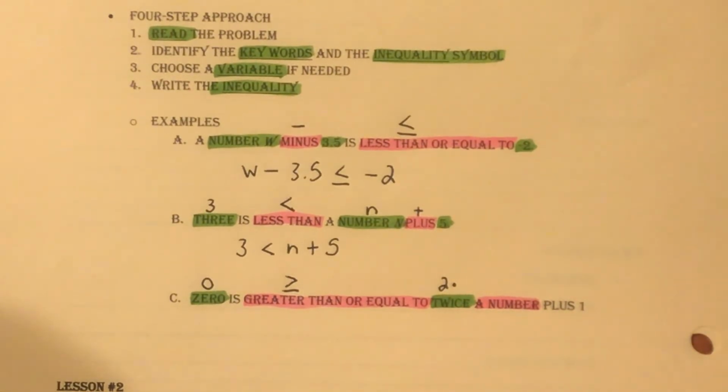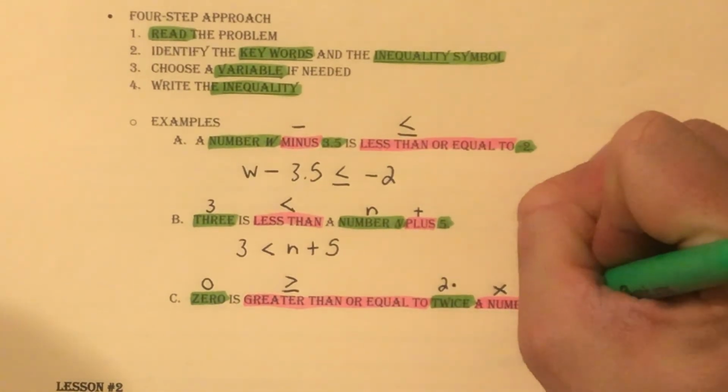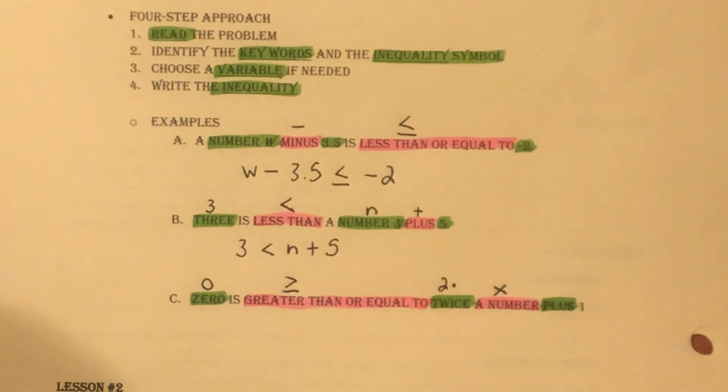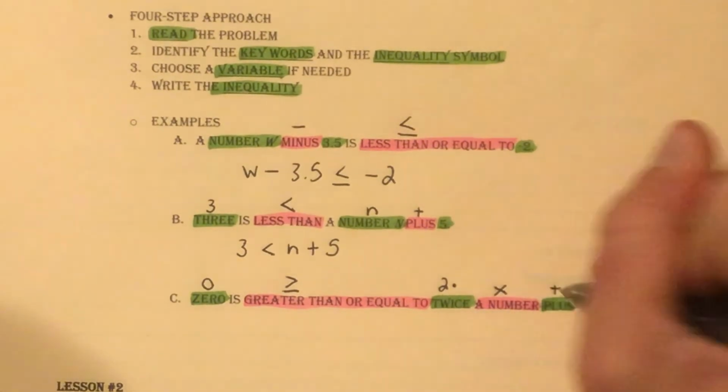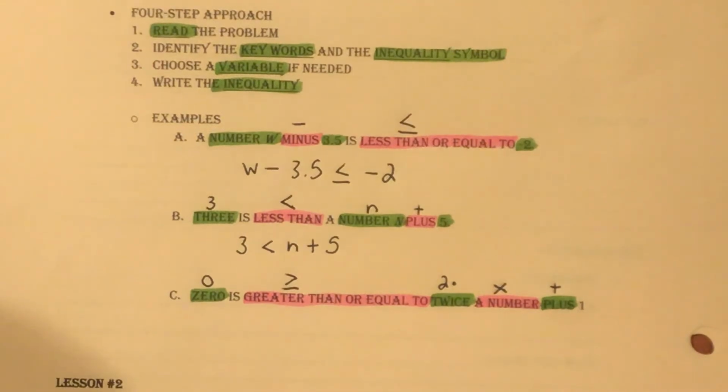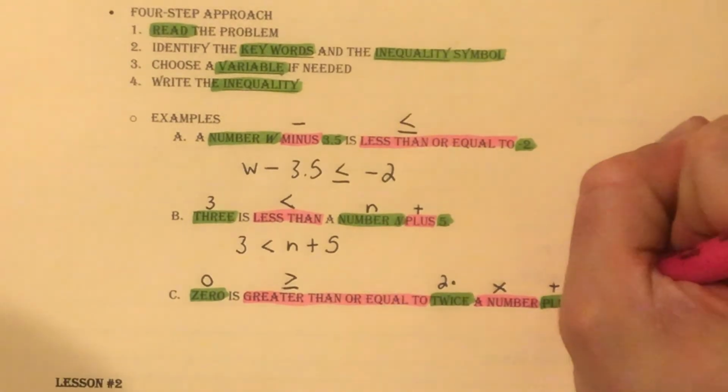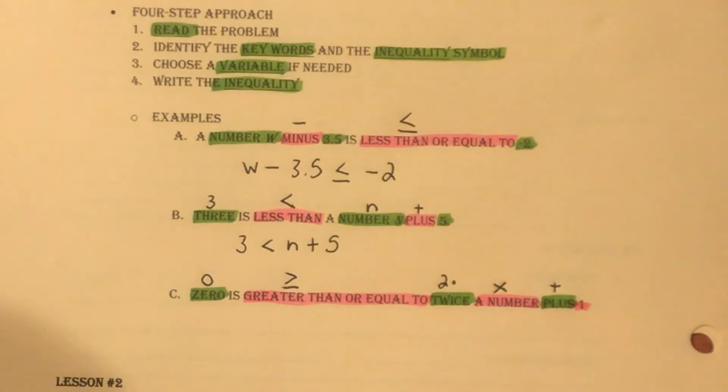So as a part of step 2, I'm going to add in step 3, which is choose a variable, and I'm going to call that x. Then the next piece of key information is the word plus. Again, that's the operation of addition, so I'm going to have a plus sign. And the last piece of key information is what they're adding, which is the number 1. We've done step 3 already. We chose a variable, x. We've identified all the pieces of key information as well as the inequality symbol. So last step, step 4, we need to actually write the inequality.